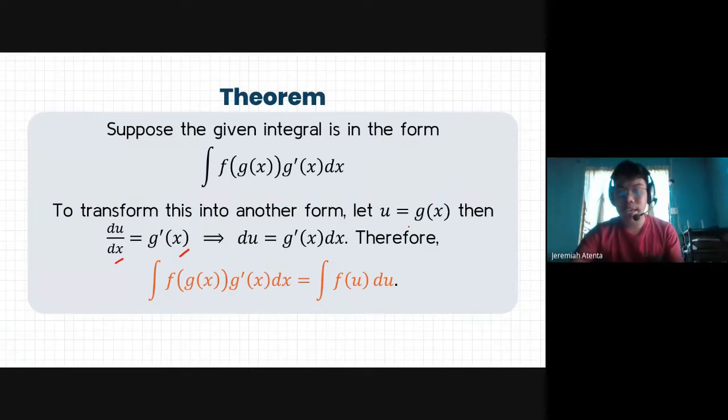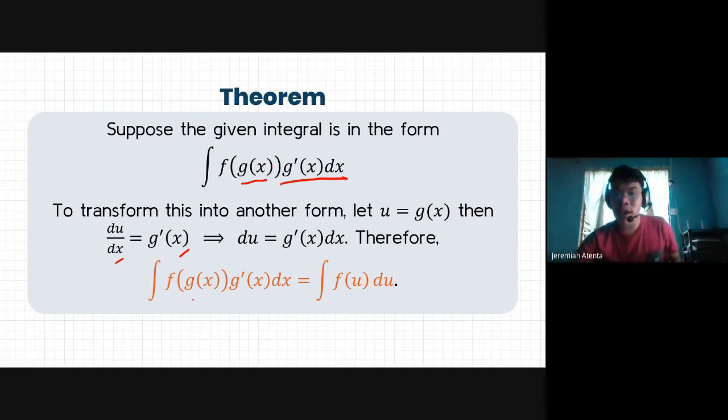We know that one, right? So what we did here is we differentiated both sides of the equation. Then if you multiply both sides of the equation by dx, this will become du equal to g prime x times dx. So from that, g prime of x dx will become du, and g of x is now u.